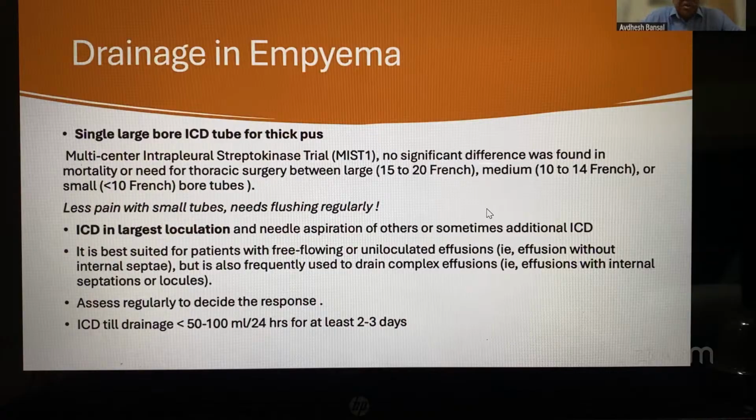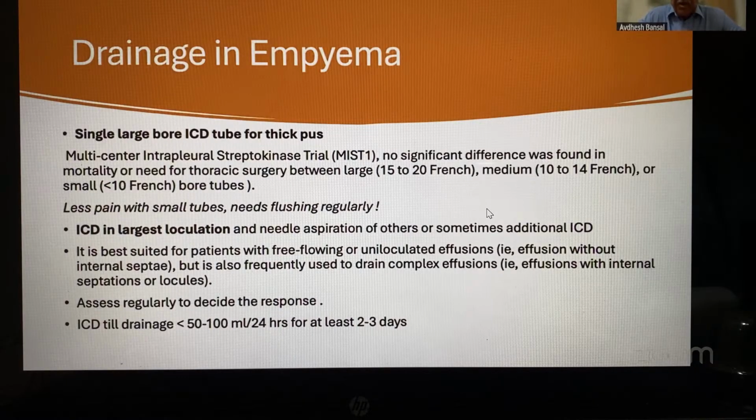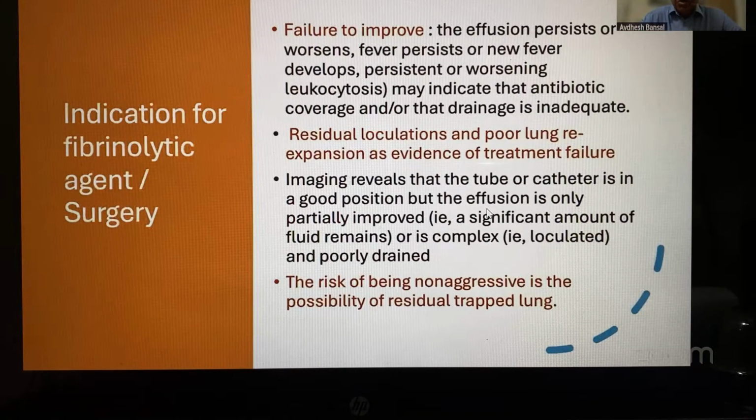Sometimes when you have loculation, you try and put the ICD in the largest loculation and you try and aspirate the other loculation with a needle. So you must assess once you've done this whether the drainage is coming properly or not. You look at the response, and when the ICD is having less than 50 to 100 ml of drainage for at least 2 to 3 days, and the patient is clinically improving, that is the time when you can probably take out the ICD.